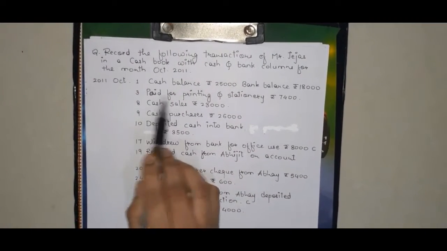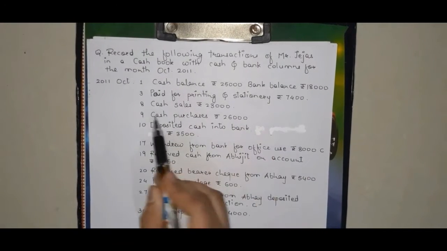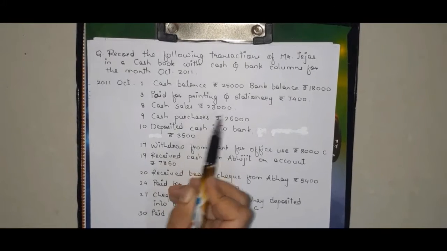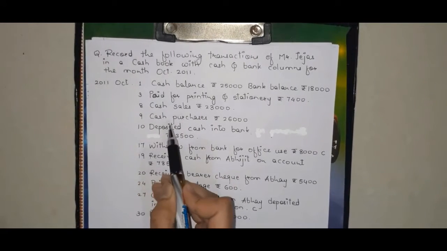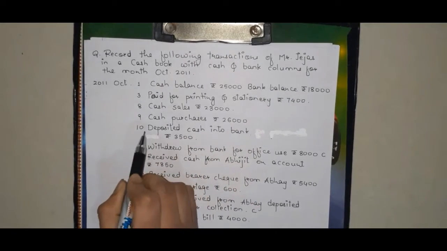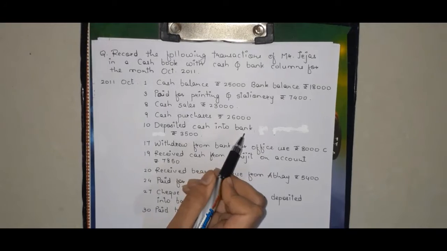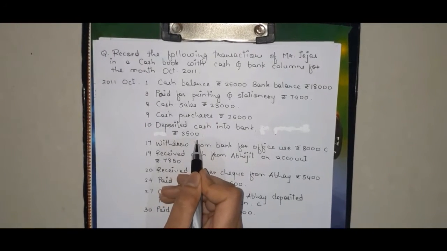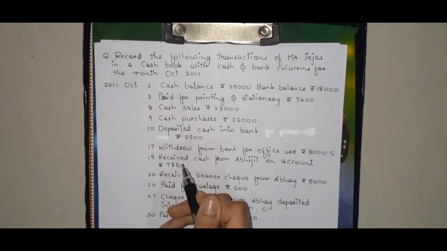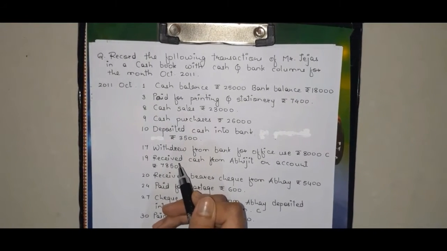Next, on third, paid for printing and stationery rupees 7,400. Next, on 8th, cash sales rupees 23,000. On 9th, cash purchases rupees 26,000. And on 10th October, deposited cash into bank rupees 3,500.